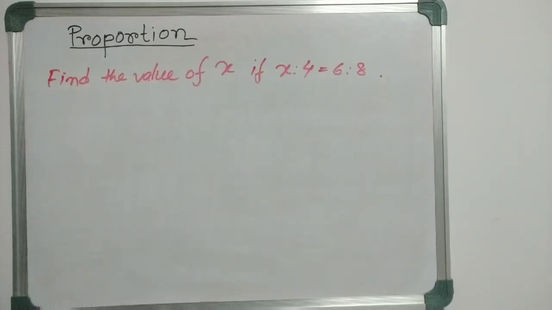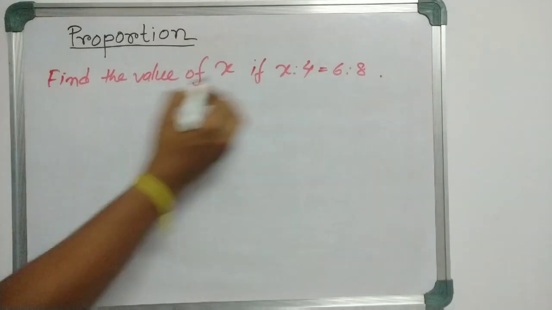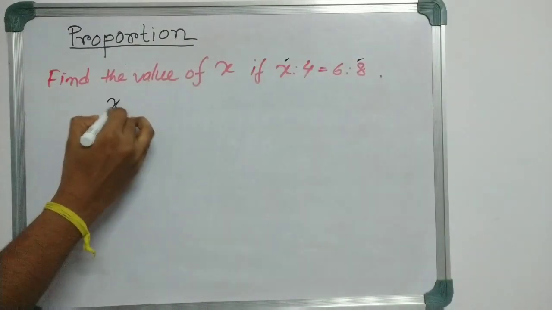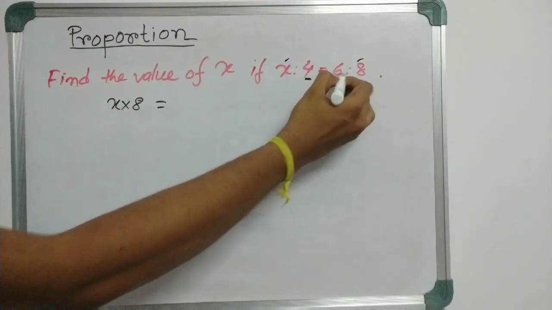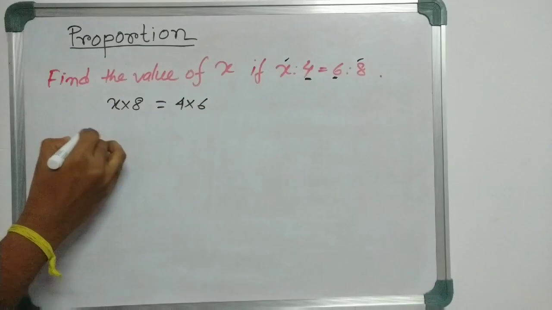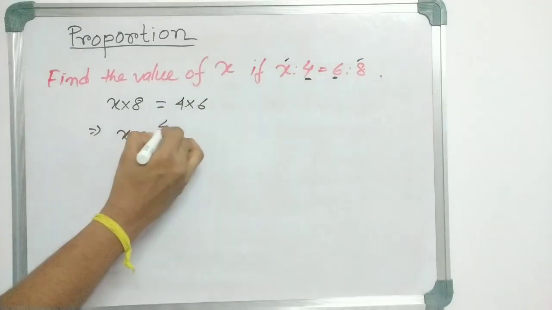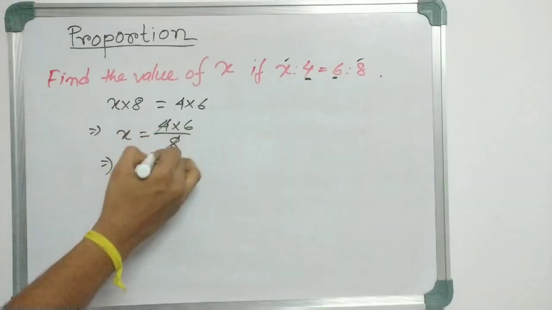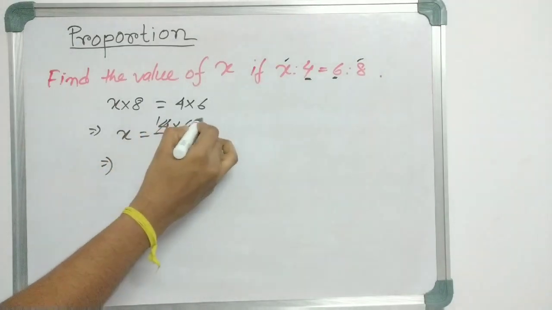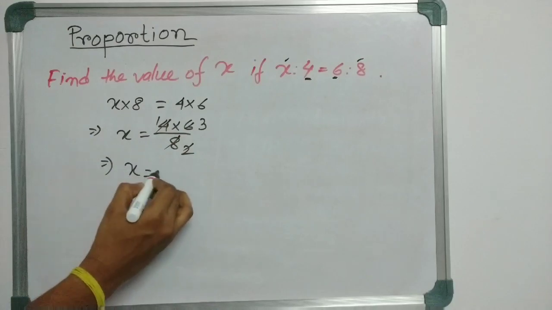Here the question is, find the value of x if x is to 4 equals 6 is to 8. That means they are in proportion. So we can easily say that the product of the extremes, that means x and 8, so x into 8, is equal to the product of the means, 4 and 6. So x equals 4 into 6 divided by 8. So this is 2 and this is 3. So x equals 3.